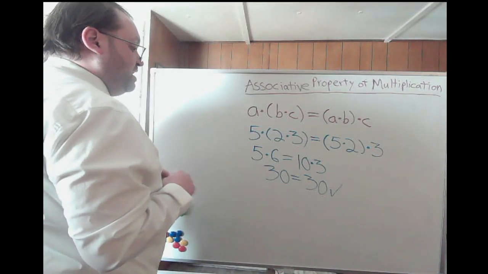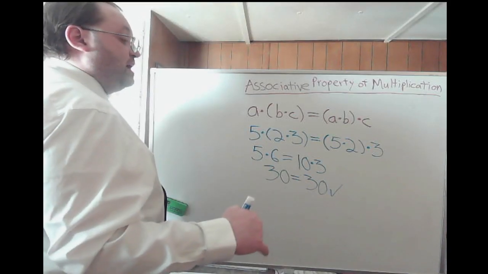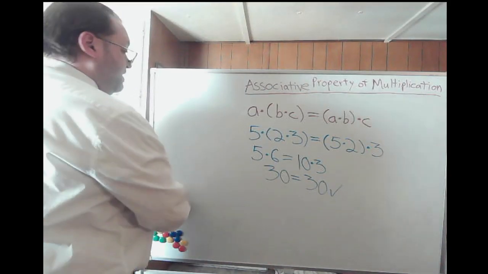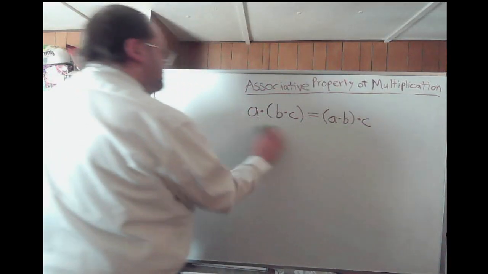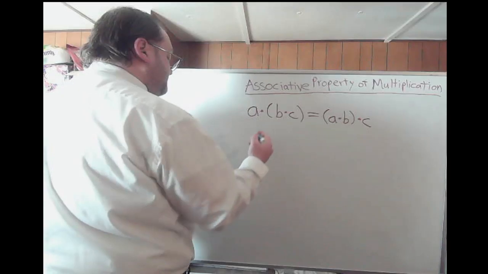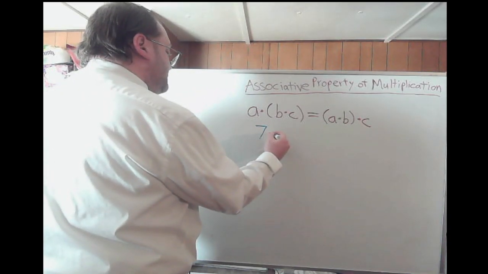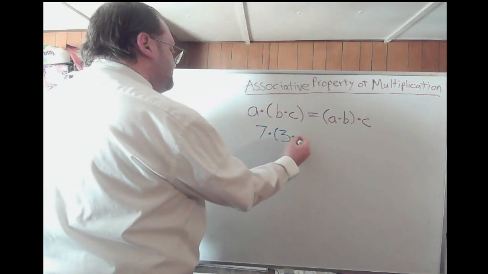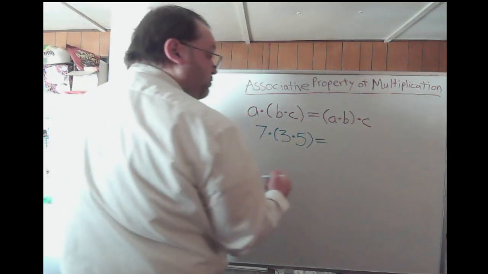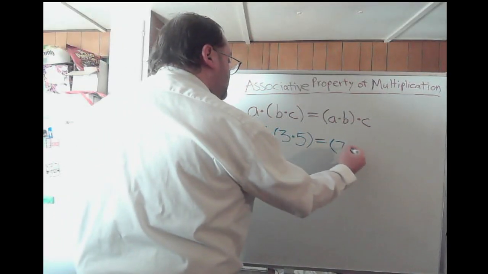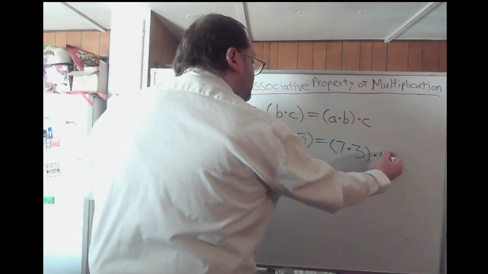So if it's pure multiplication or pure addition, the associative property holds. Let's do one more example for good measure here. Let's say we have 7 times, in parentheses, 3 times 5, right? We'll set that equal to, in parentheses, 7 times 3 times the 5 outside of parentheses.